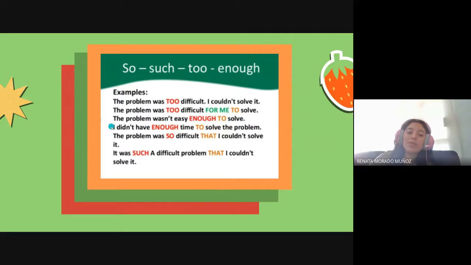In the other one, I am going to tell about enough. The problem wasn't easy enough to solve. I didn't have enough time to solve the problem. The other one I am going to tell about is so and such. The problem was so difficult that I couldn't solve it. And the last one, it was such a difficult problem that I couldn't solve it.